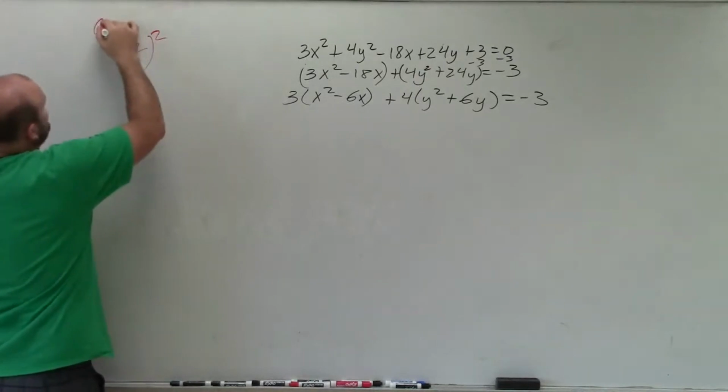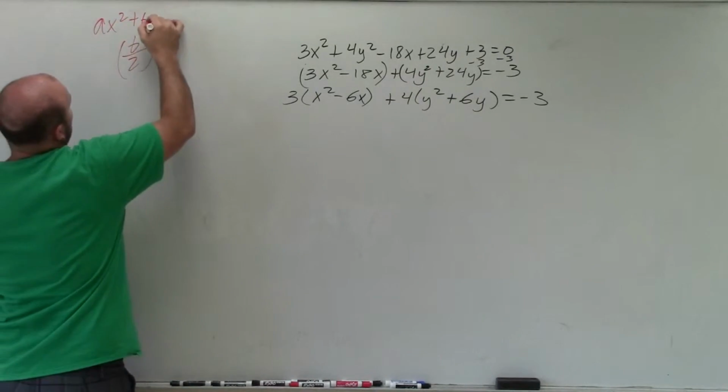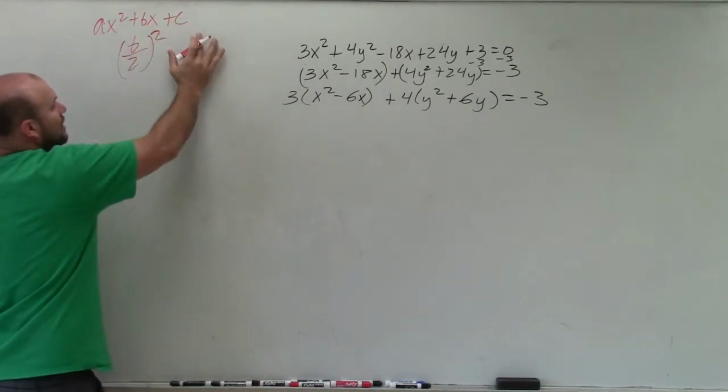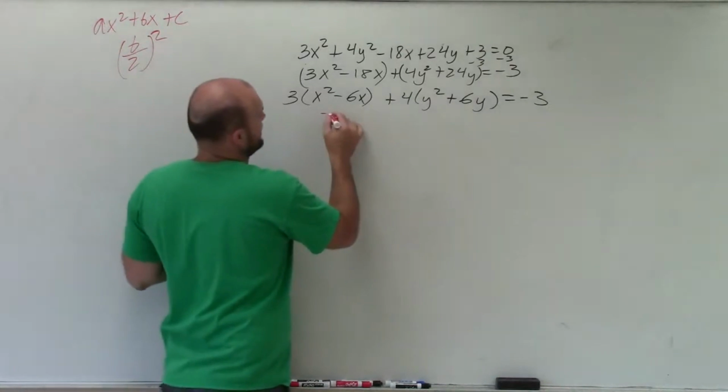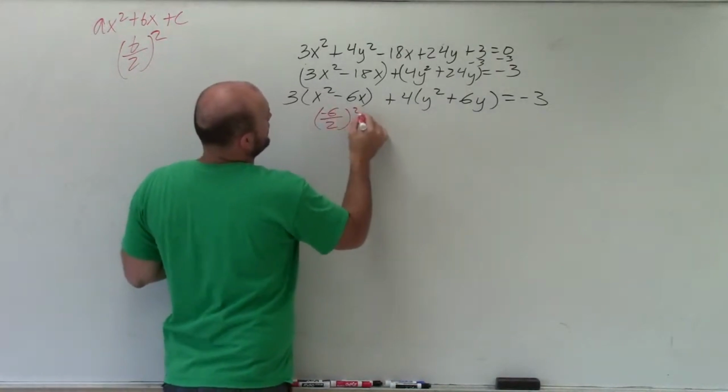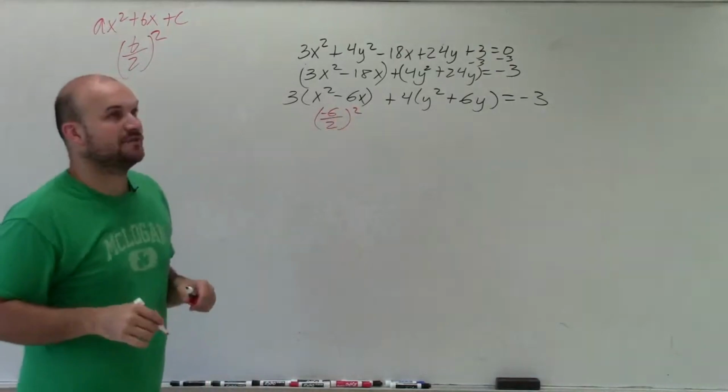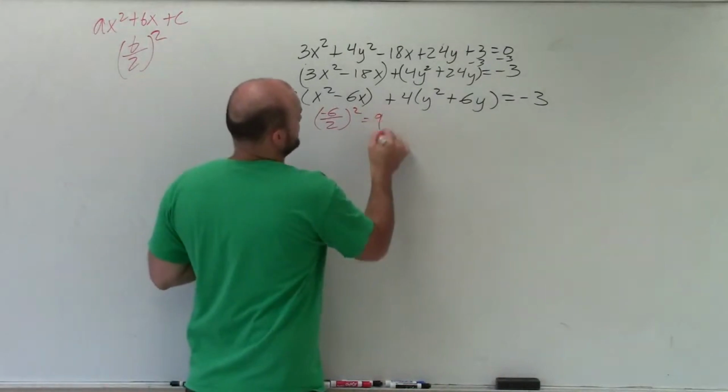And remember, b comes from ax squared plus bx plus c. That is the standard form of a quadratic, where b is the coefficient of your linear term. So I'm just going to take negative 6 divided by 2, square it. Negative 6 divided by 2 is negative 3. Negative 3 squared is equal to a positive 9.